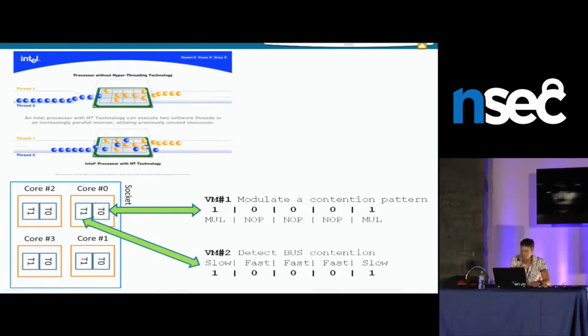So by measuring the time it takes to execute a certain instruction, if it takes long, well, it's a 1. If it's fast, then it's a 0. So it was exactly at that time that I realized that it should be possible to modulate a signal across 2 VMs using these contention pattern tricks. And to be honest, at that point, I was caught.